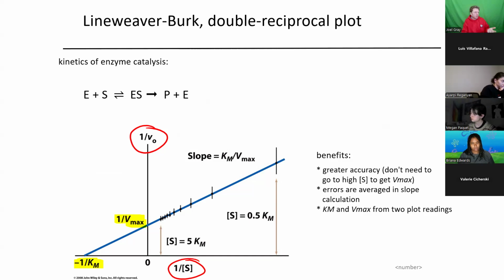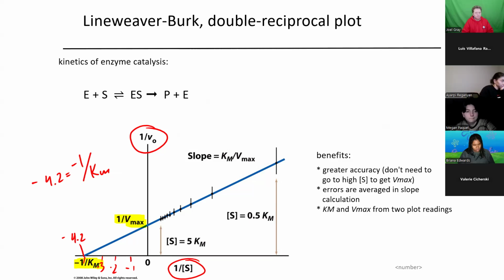You will have questions where I give you a plot and I'll have my axes labeled, and I'll label it up here: negative 1, negative 2, negative 3, negative 4.2. Solve for Km, in which case you'd say negative 4.2 is equal to negative 1 over Km. And what we're doing with a Lineweaver-Burk plot is taking nonlinear data and plotting it to make it more linear.